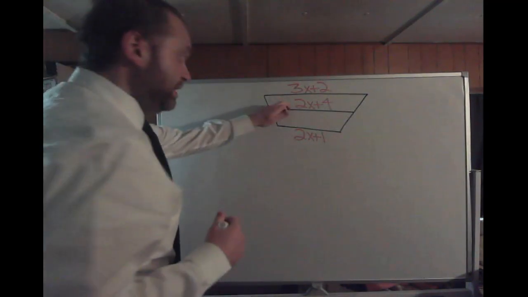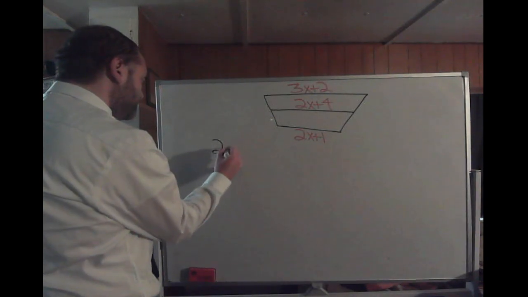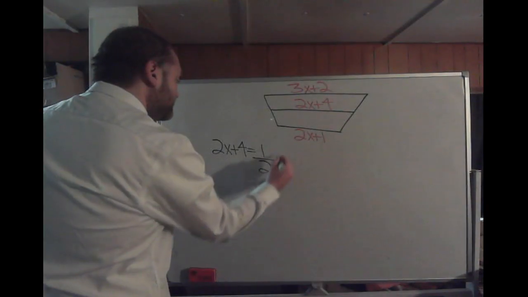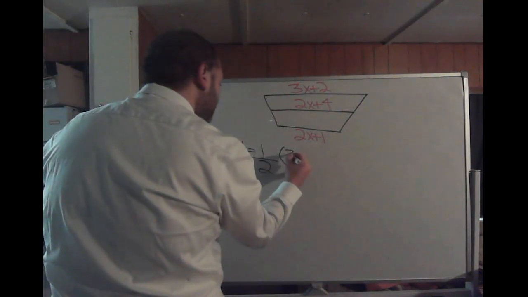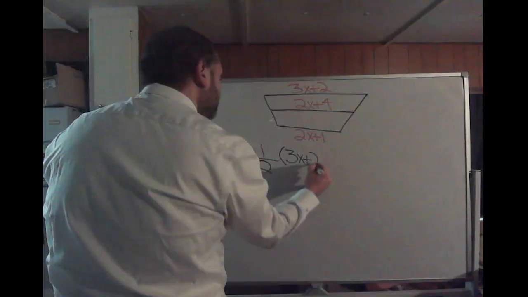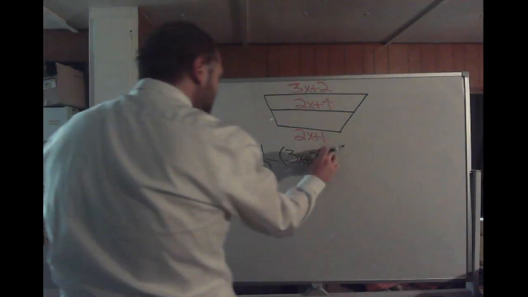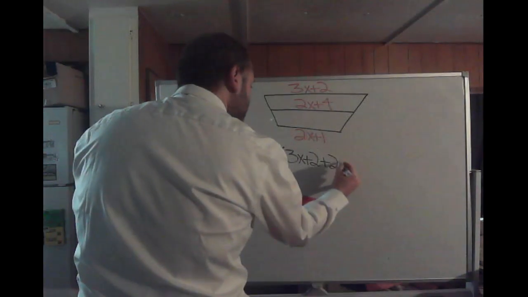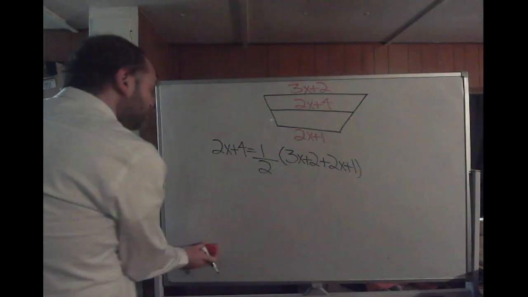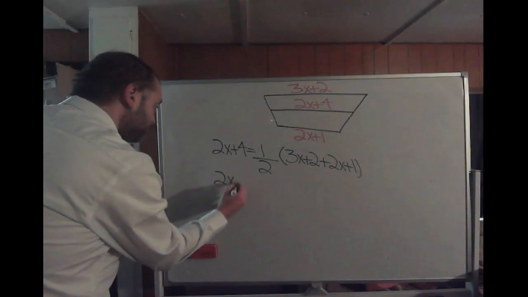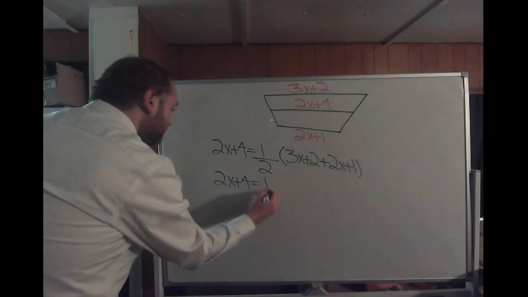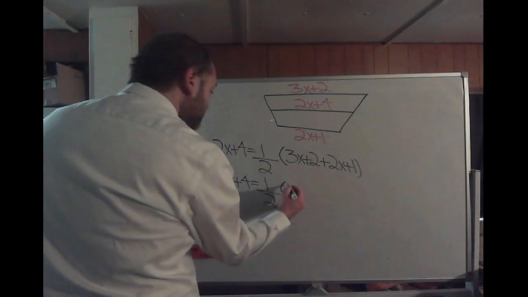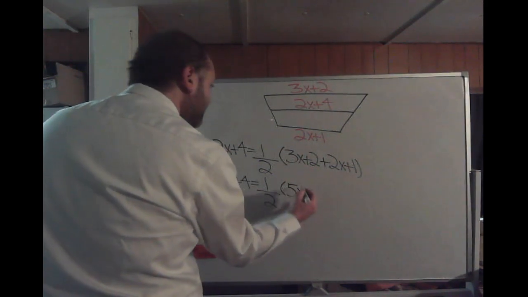Well, let's take the length of the median, 2x plus 4. 2x plus 4, that's going to be equal to half the sum of the two bases of 3x plus 2 plus 2x plus 1, which would simplify into 2x plus 4 equals half of 5x plus 3.